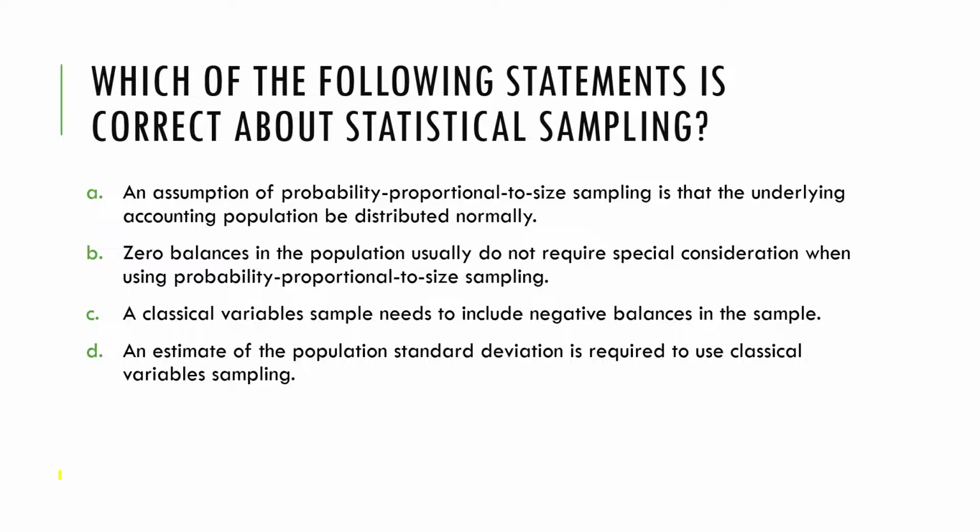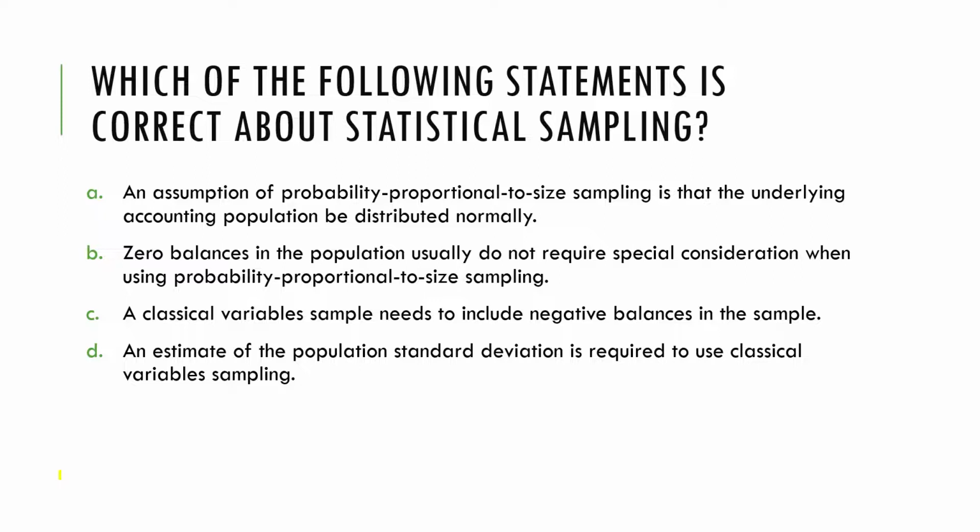Letter B, zero balances in the population usually do not require special consideration when using probability proportional to size sampling. And to that, we say that is not true. Probability proportional to size means the larger the balance, the bigger the chance of being selected. Meaning, if the balance is zero, then there's also a zero chance of being selected. What if the misstatement is in the zero balances? Or if the balances are negative, there will be a negative chance of being selected. What if the misstatements are in the negative balances, right? So letter B is not true because it does require special consideration.